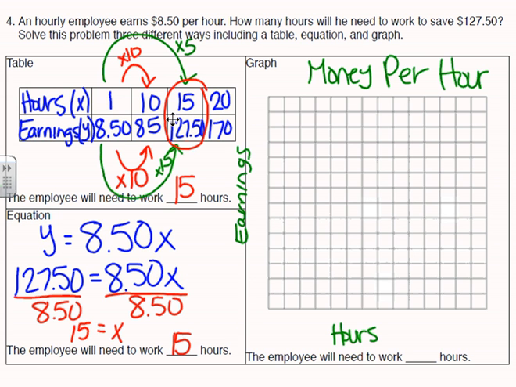All right, now we need some scales. So we know we're going to start at the origin with 0 on both axes. Hours, we want to get up to 20. So if we count by twos, okay, and then along the y-axis, we need to get up to at least 170. So let's count by $20 for each line.